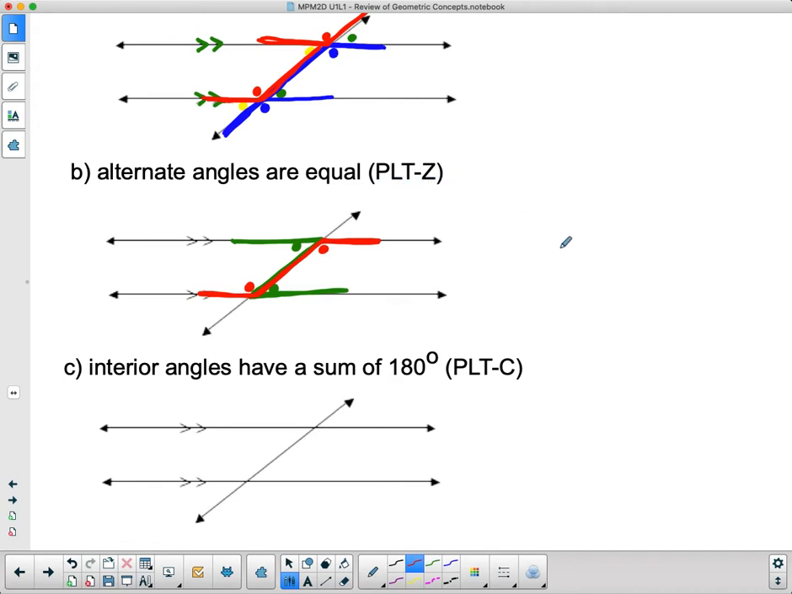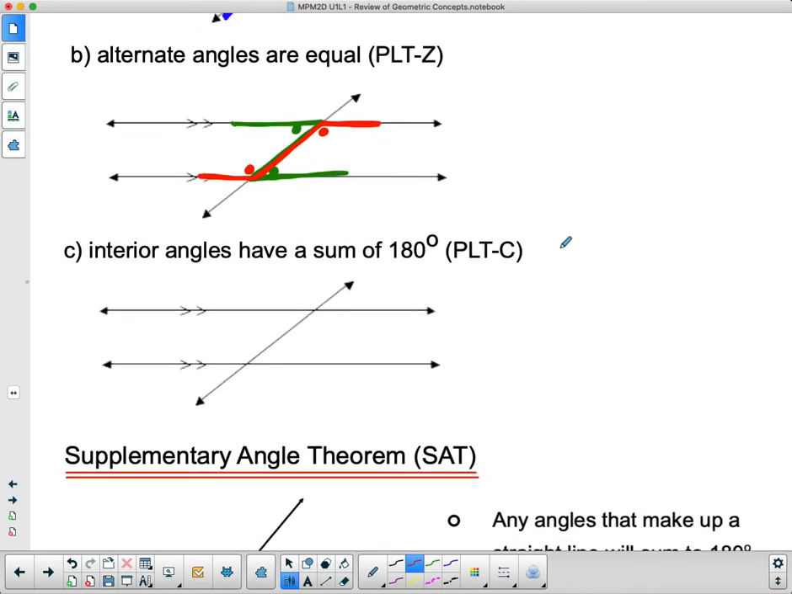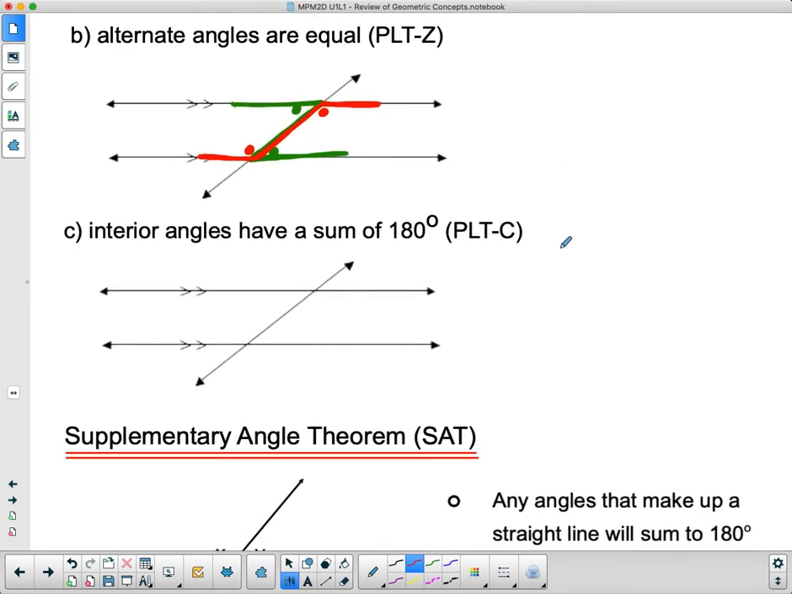Now the next one says interior angles have a sum of 180 degrees. So what does it mean by interior angles? Well, it's kind of like the alternate angles, except they have to be on the same side of the transversal. So to be an interior angle, it has to be this one, and I'm going to use a different color here because these two angles are not the same. You can see that. This one is acute, and this one is obtuse.